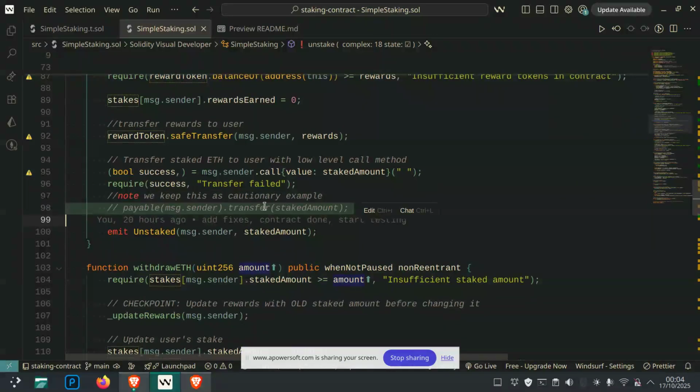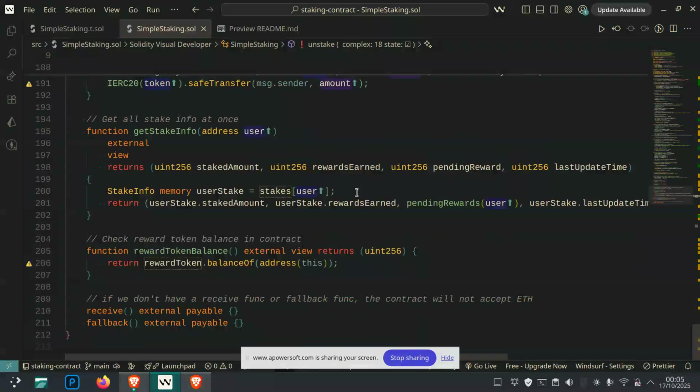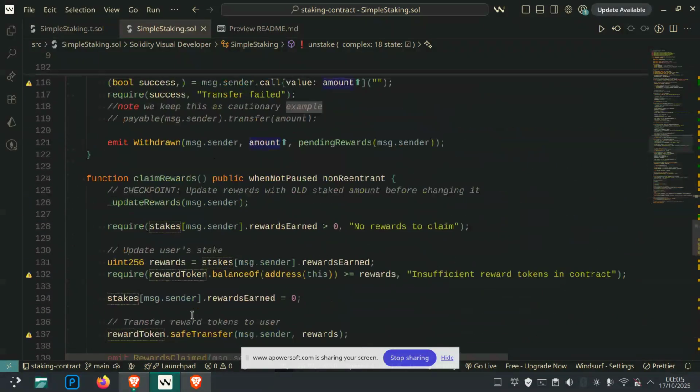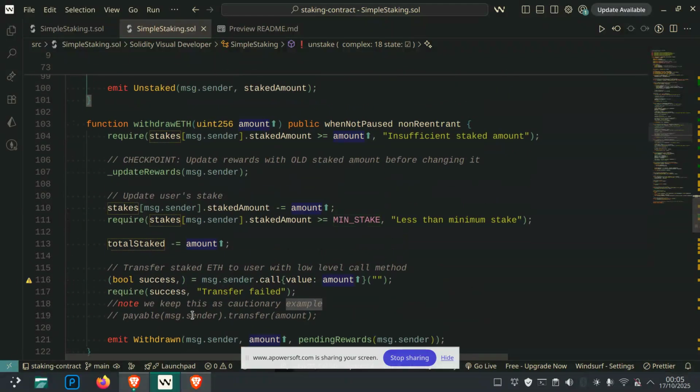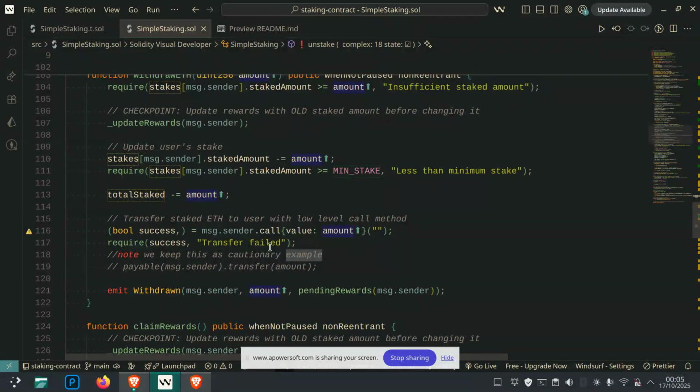Let's go back to why we are not using transfer but the low level call method. Well, the reason is, with the transfer method, say the user is a smart contract, okay, and when we send ether to the smart contract, they get it with the receive function, which should be around here, yes, and they might do something with that ether. The problem is the transfer function can only accommodate 2300 gas.